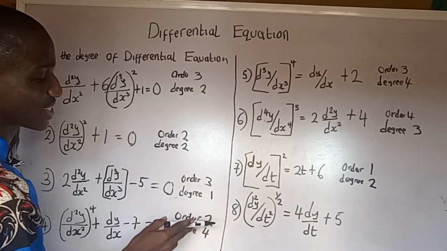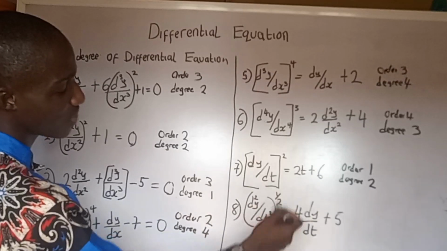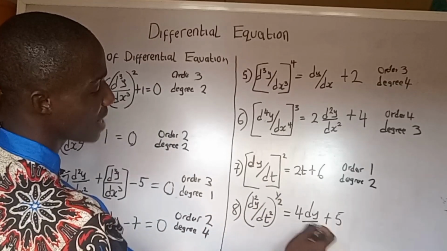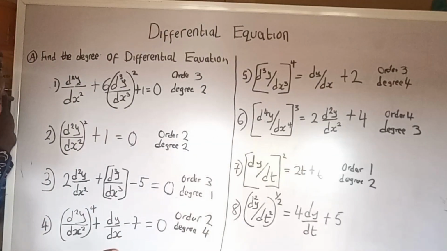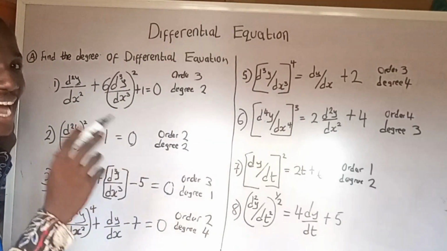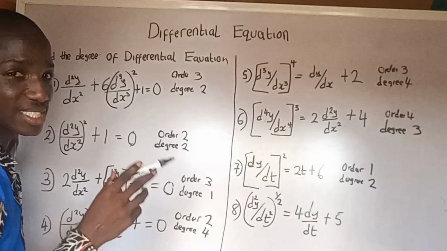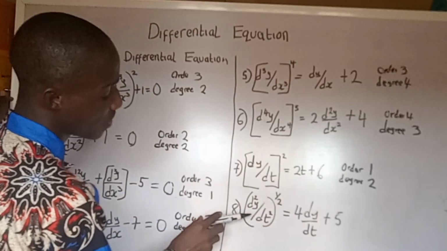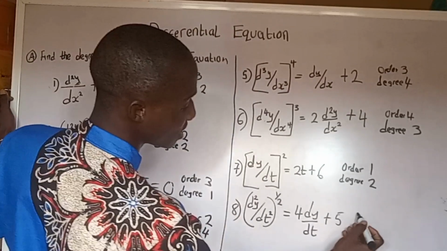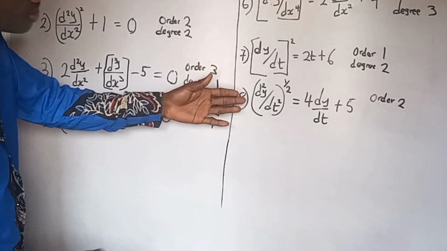Now, in question number 8, I want to pay attention here. We have d squared y over dt squared raised to the power of 1 over 2 equals 4 dy over dt plus 5. When you want to take the order of a differential equation, you focus on the highest derivative. The derivative with the highest order will be the order of the equation. Now look at this. We have d squared y over dt squared. So the order of this can be easily determined. The order is 2. Okay, let's proceed to the next question.